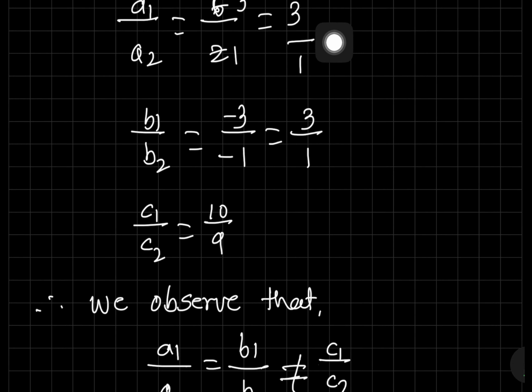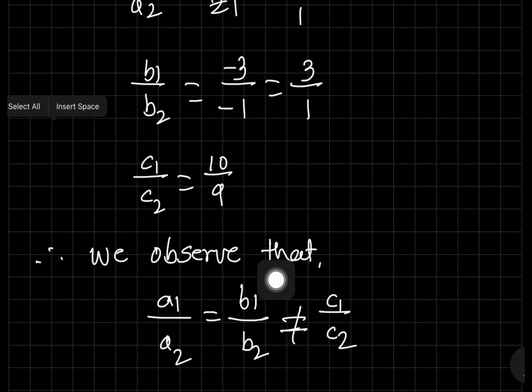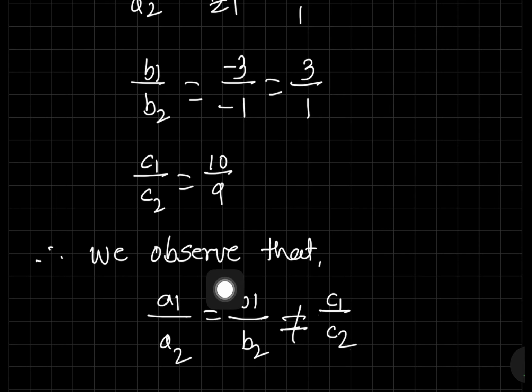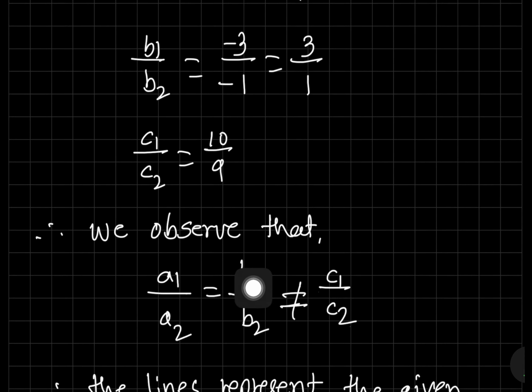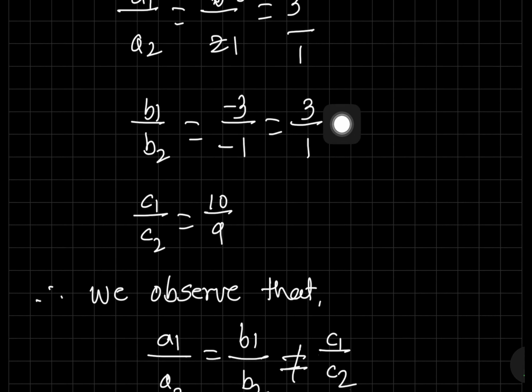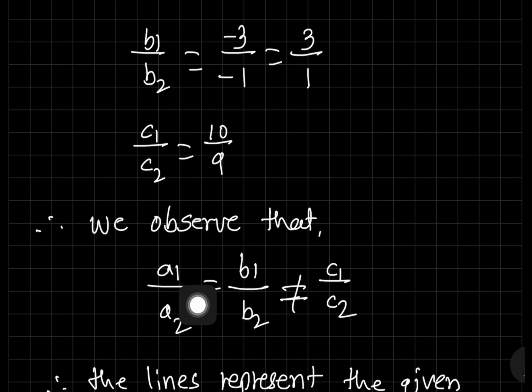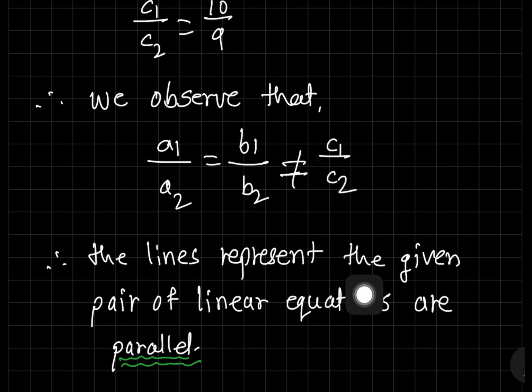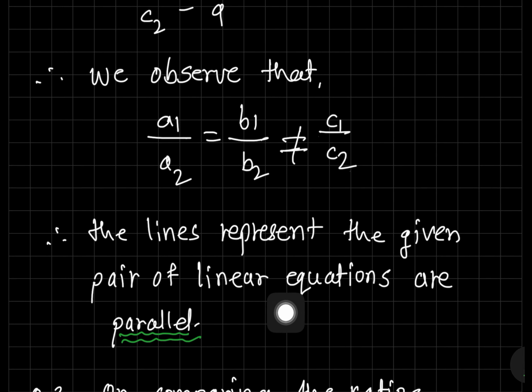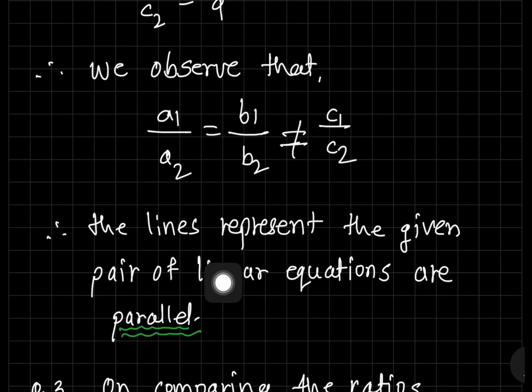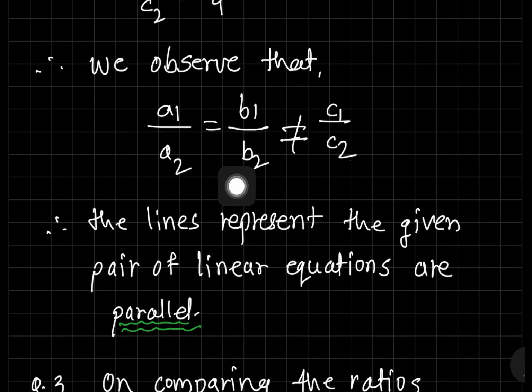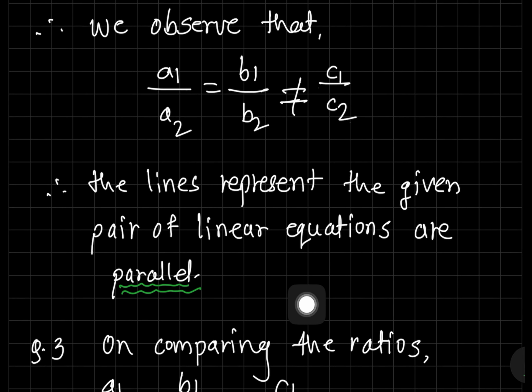So here now these two ratios are equal. What we observed is a1 upon a2 equal to b1 upon b2, 3 upon 1, 3 upon 1. But c1 upon c2 is not equal to these. So what we get is the lines represented by the given pair of linear equations are parallel.